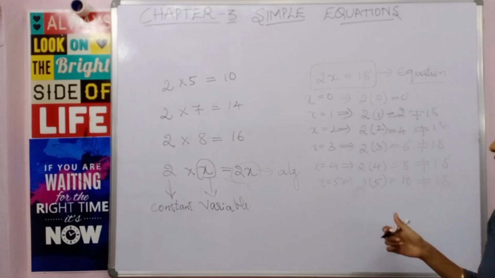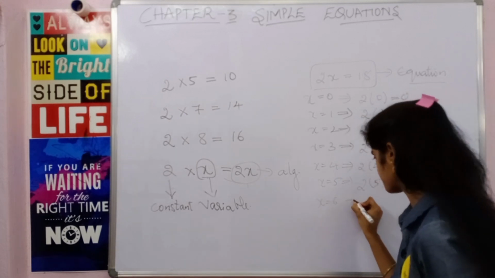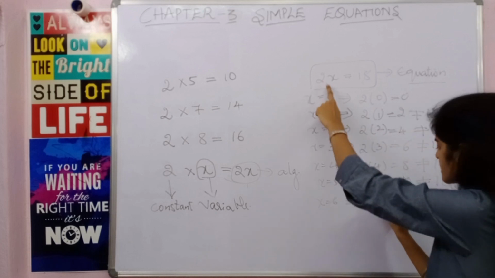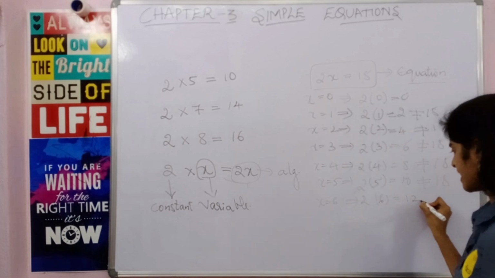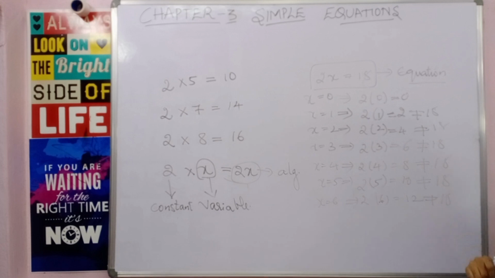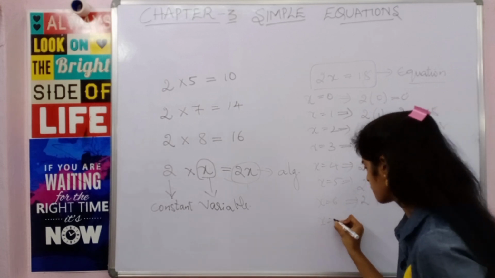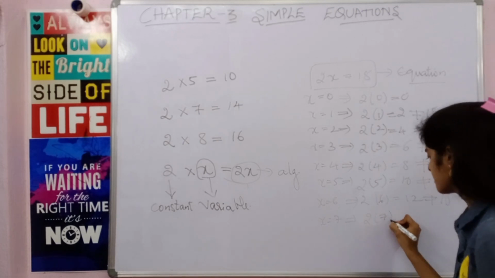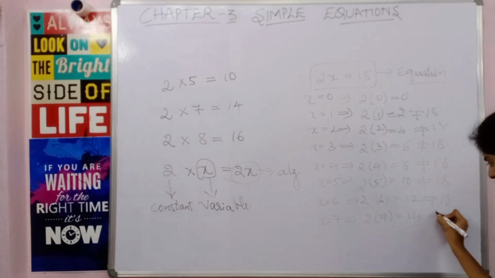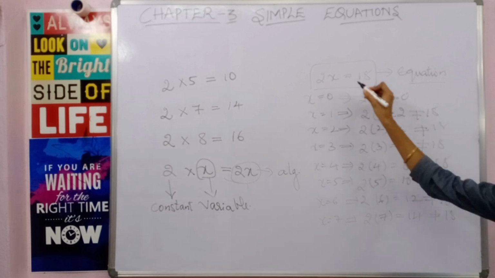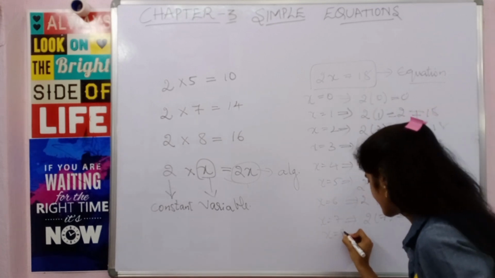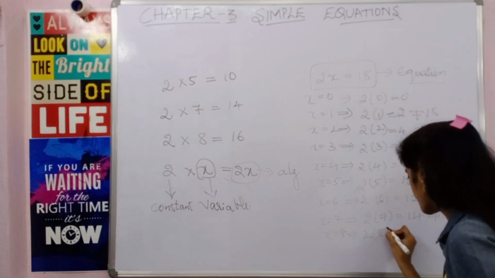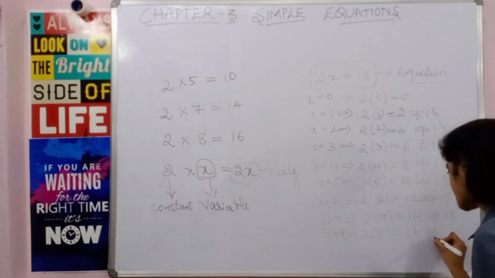Clear? Now let us take the next value, x equal to 6. So this will be 2 into 6, which is nothing but 12, which is not equal to 18. Now let us take the next value, x equal to 7. When x equals 7, this is nothing but 2 into 7, which is 14. But 14 is not equal to 18. Now let us take x equal to 8. When x is 8, this is nothing but 2 into 8. 2 8s are 16, which is not equal to 18 again.